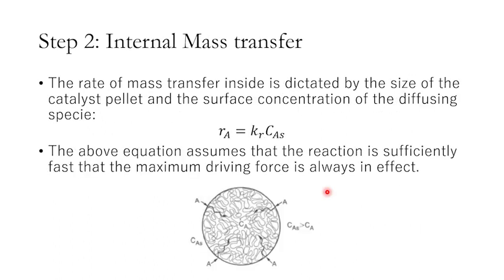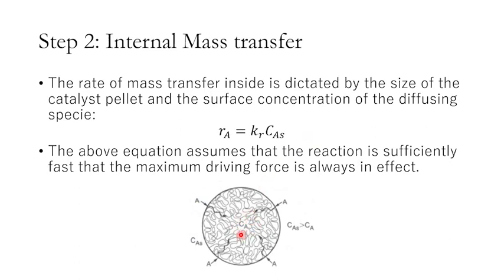The next step would be internal mass transfer, wherein your reactant A would now attempt to diffuse to the inside surface of the catalyst. The rate of mass transfer inside is dictated by the size of the catalyst pellet and the surface concentration of the diffusing species, such that the rate of internal mass transfer is equal to Kr, or our mass transfer coefficient for the internal diffusion, multiplied by concentration of A at the surface. Now, normally, this rate equation should have a driving force. The driving force in this case is the difference between the concentration of A at the surface minus the concentration of A at the middle of the catalyst pellet.